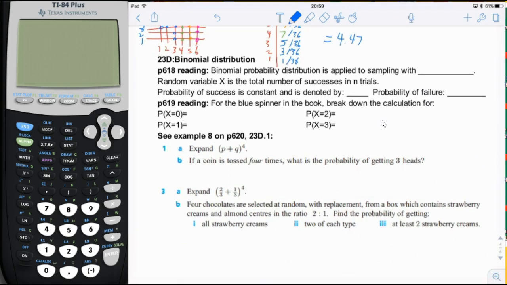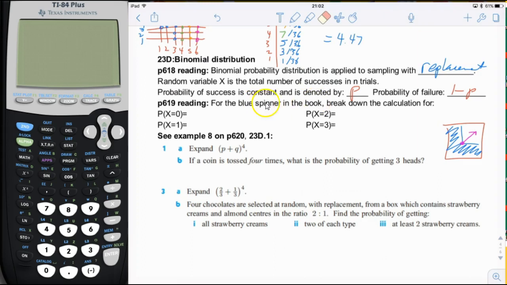23D, binomial distribution. Binomial probability distribution is applied to sampling with replacement. Okay? When we have replacement, the probability for success is always the same. Random variable x is the total number of successes in n trials. Probability of success is constant and is denoted by p. Probability of failure, of course, is 1 minus p.